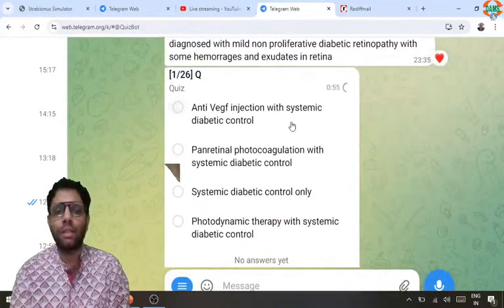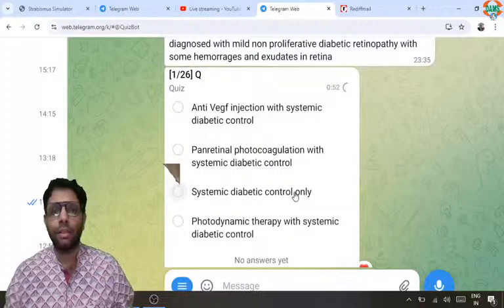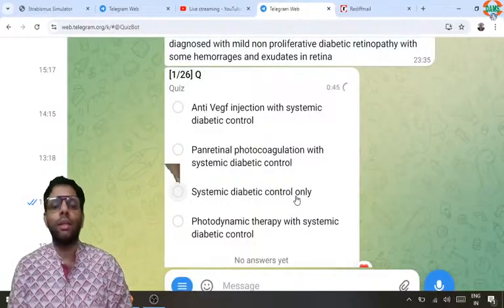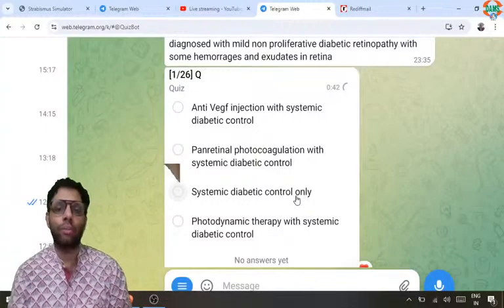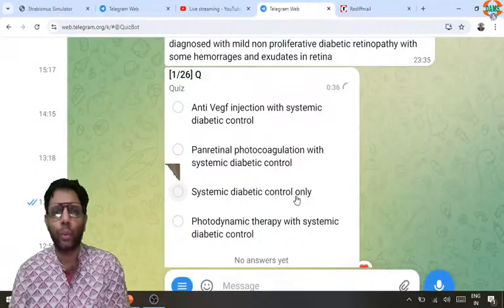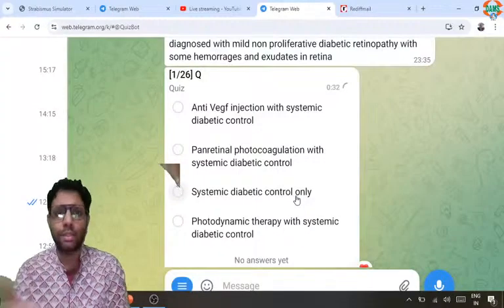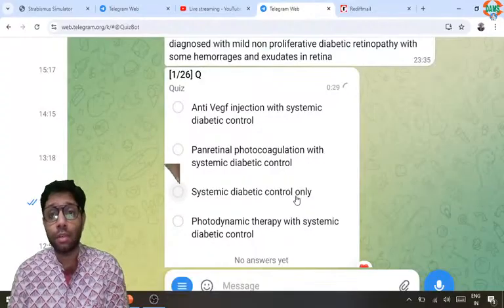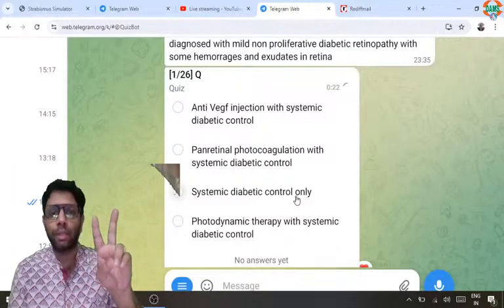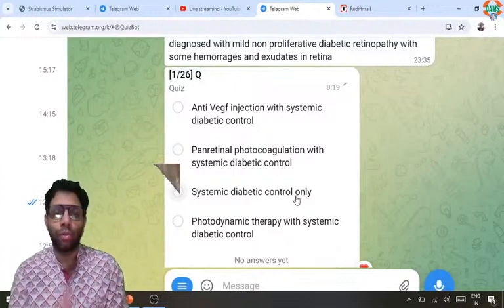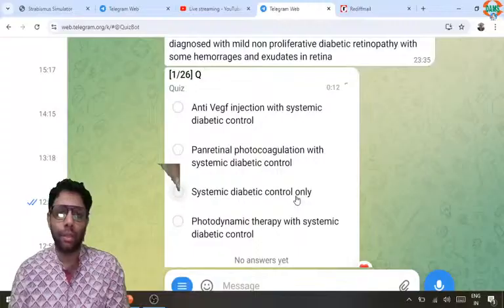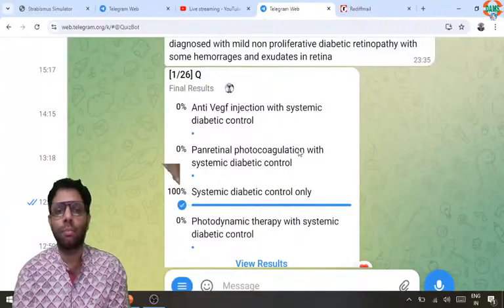But in mild NPDR, the answer is you just control the diabetes, of course. At your level, in NPDR, only systemic diabetic control is needed. No ocular treatment for NPDR. What do you see in very mild NPDR? Quickly, microaneurysms. Mild to moderate, exudates and hemorrhages, like you see in this. Severe, very severe, there is a classification, the 4-2-1 rule. Quickly, if I just revise: 4 quadrant hemorrhages, 1 condition; 2 quadrant venous beading, second condition; 1 quadrant IRMA, third condition. Out of these 3 conditions, if one is satisfied, it is severe NPDR. If 2 or more are satisfied, that is very severe NPDR. So here the answer is only systemic blood glucose control.